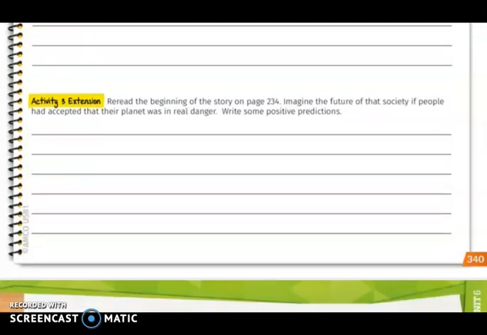Activity number 3, this is an extension. You have to reread the beginning of the story on page 234. Now you are going to imagine the future of the society if people had accepted that their planet was in real danger. Write some positive predictions. Okay, now you are going to change the negative predictions to positive ones. Please also use all the lines provided. And this is all for this unit.